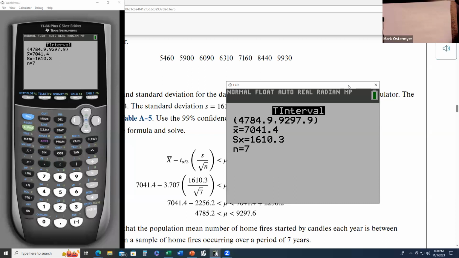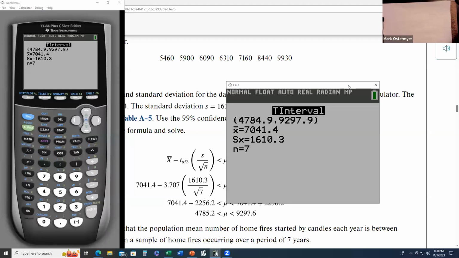Okay. Now that's how you do the problem if you don't have your inverse T function, or you don't even have your table at your disposal. Just use the T interval function.